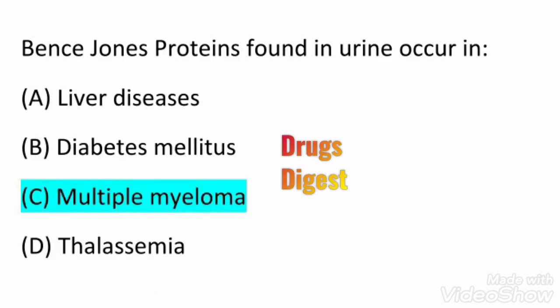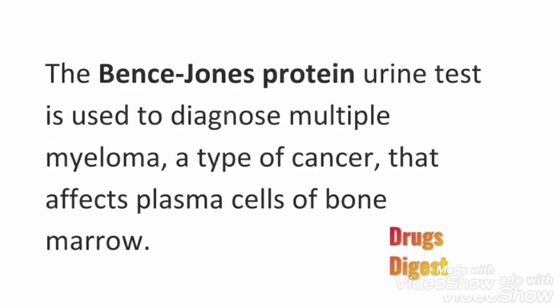Next question. Bence-Jones proteins found in urine occur in. Options are liver diseases, diabetes mellitus, multiple myeloma and thalassemia. The right answer is multiple myeloma. The Bence-Jones protein urine test is used to diagnose multiple myeloma, a type of cancer that affects plasma cells of bone marrow. Let's discuss some other important indications of urine analysis.